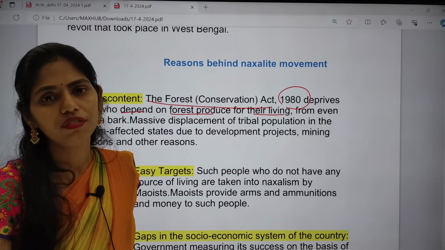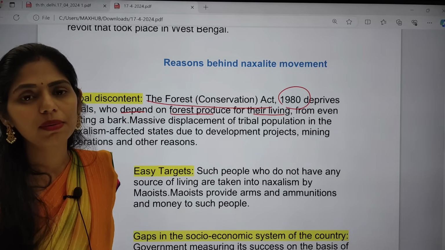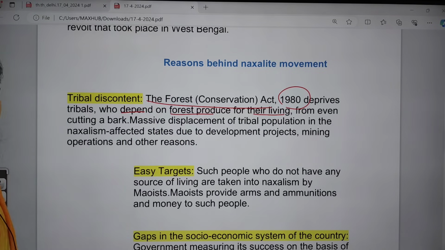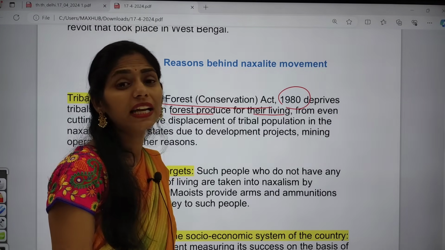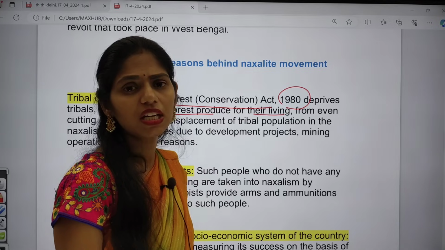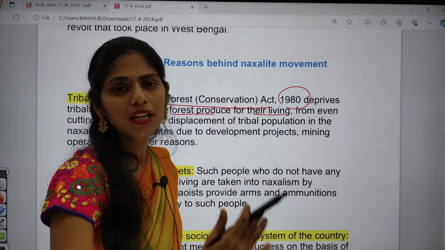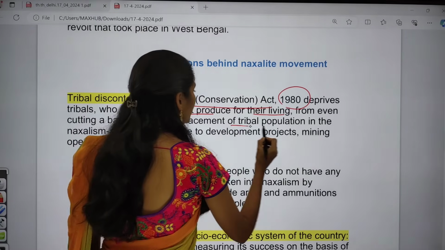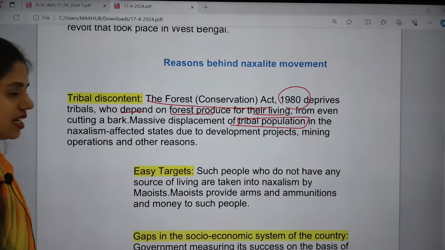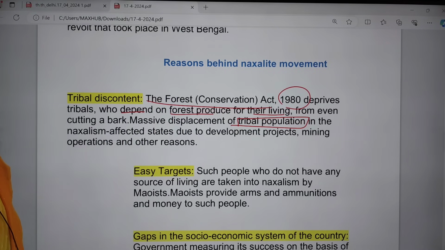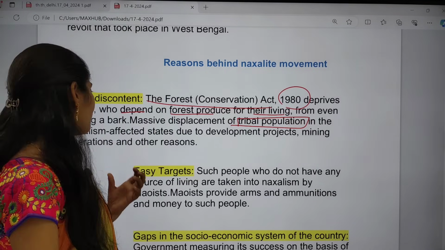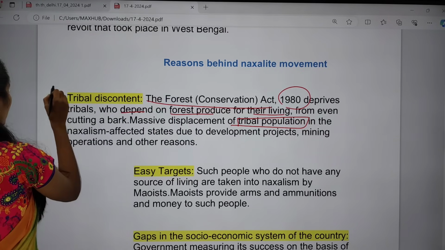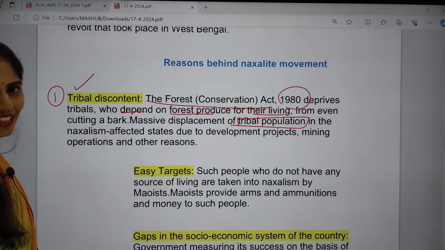Like if there is depriving of rights, what happens? The rights of these tribal people will be violated, right? And even whenever there is any government development project, any infrastructure project in these forest areas, these people will be displaced. So there is massive displacement of tribal people in Naxalism affected states because of infrastructure projects, developmental projects or any other operations, or any other reasons. So this is one important reason for the rise of Naxalism during the 1960s.